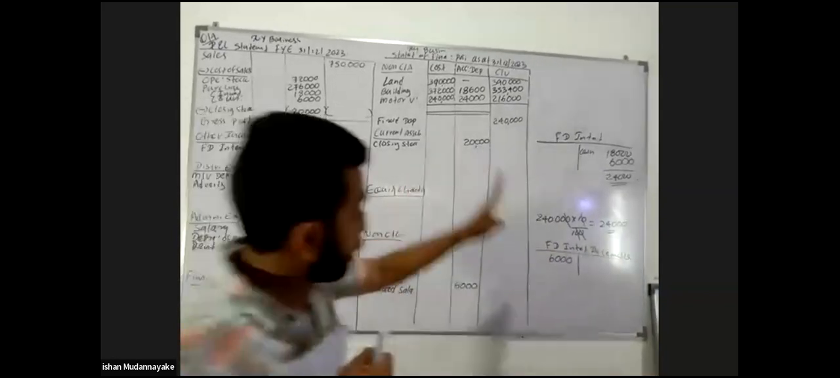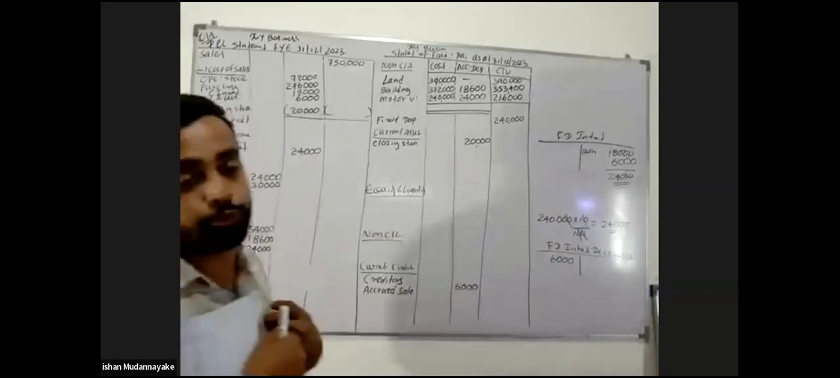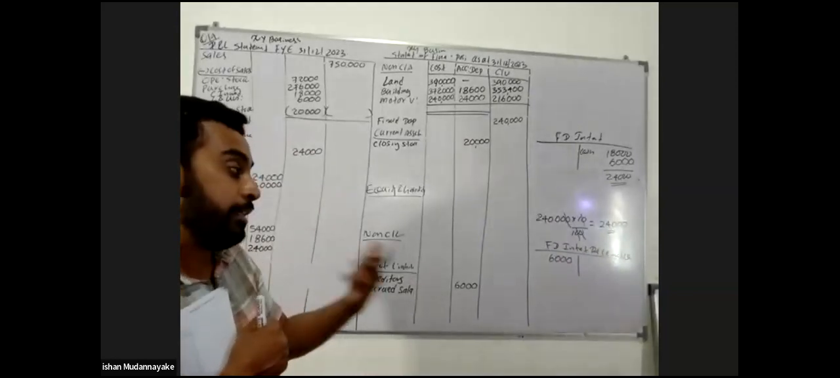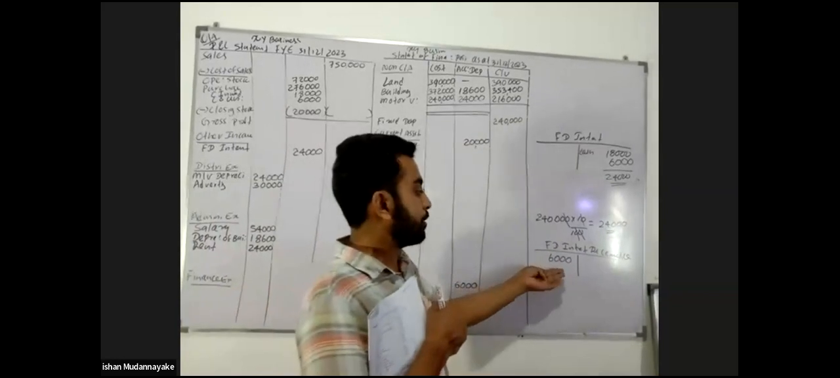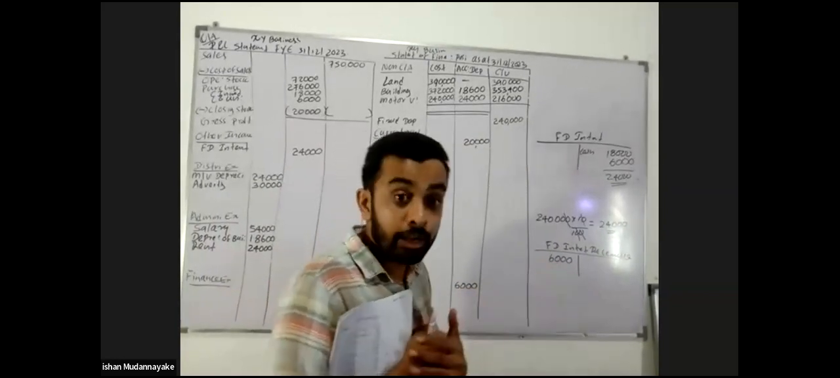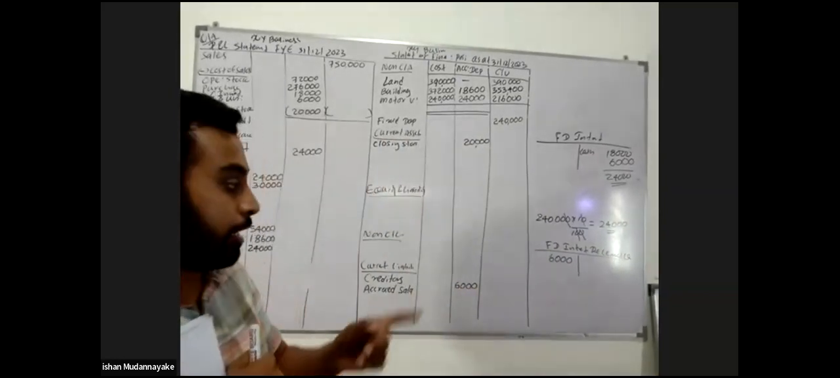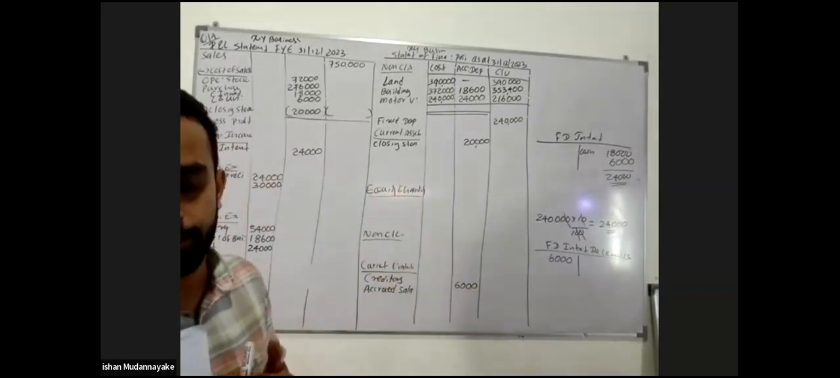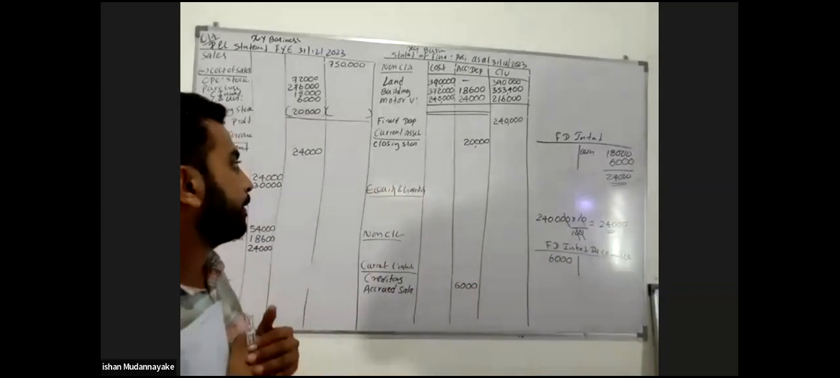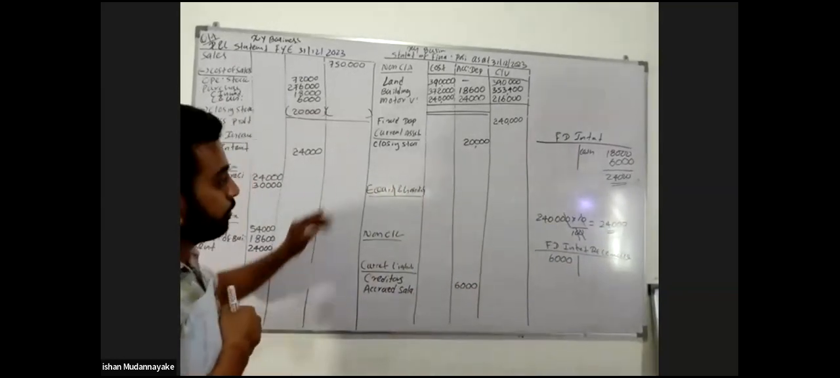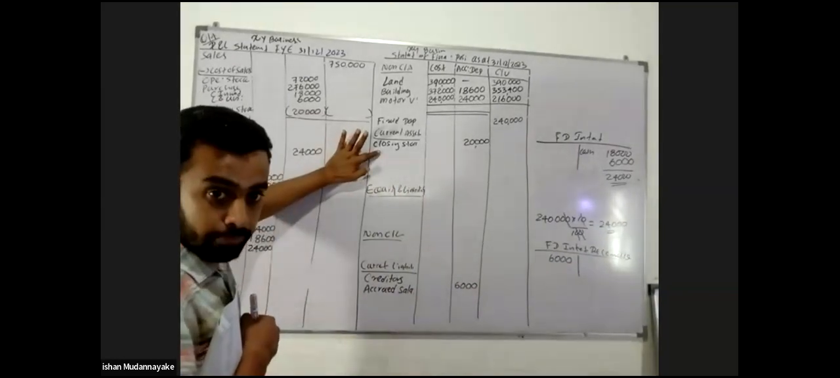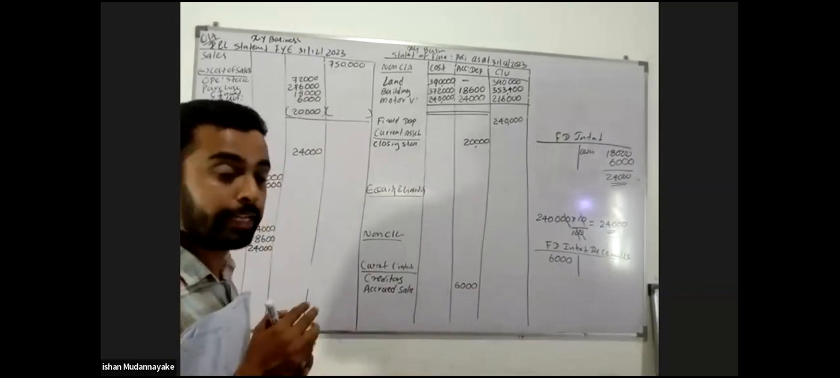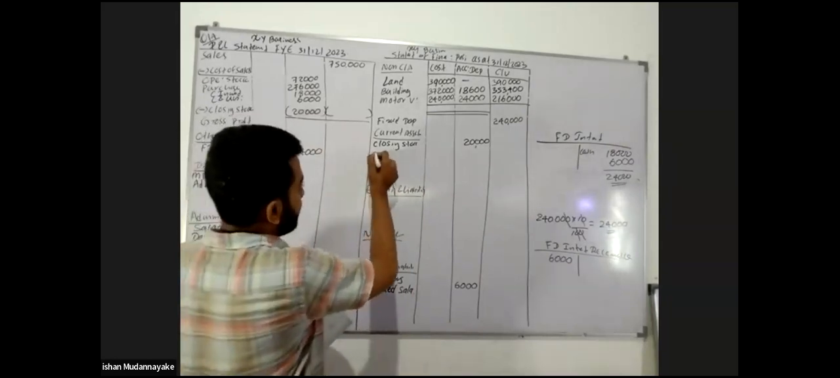And this 6,000 receivable, we need to collect. This 6,000 receivable fixed deposit interest will be recorded under current assets. Then in the current assets, first line is for the closing stock. Second line we need to allocate for the debtors.